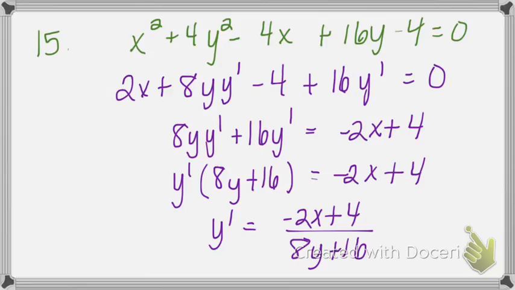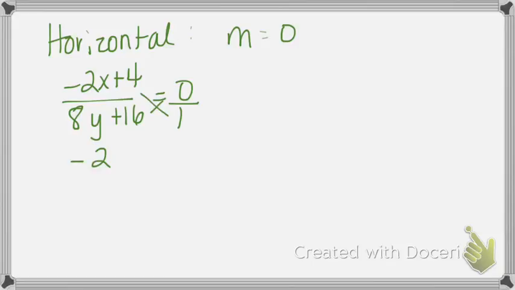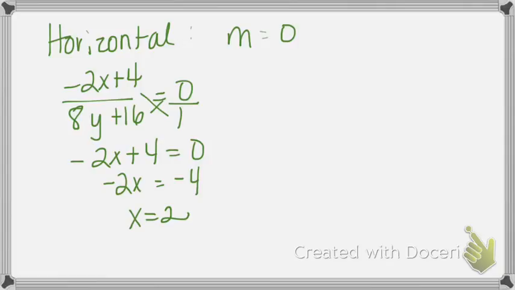So let's start off with finding where the horizontal tangent lines are located. The horizontal tangent line is where the slope equals 0. Well, this is the slope, and the slope would equal 0 where the derivative equals 0. If I cross multiply, then I get that negative 2x plus 4 equals 0. So horizontal tangent lines are where the top is equal to 0, because that's the only way that it could equal 0. So solve it for whatever you get. Sometimes it's x, sometimes it's y. So there's a horizontal tangent line at x equals 2.